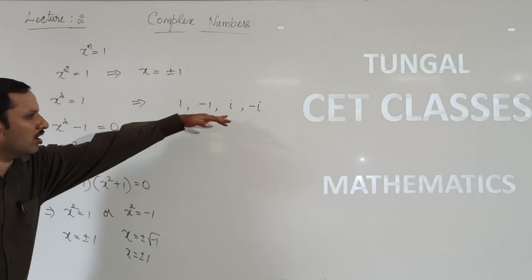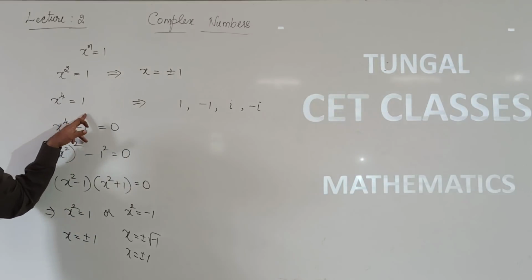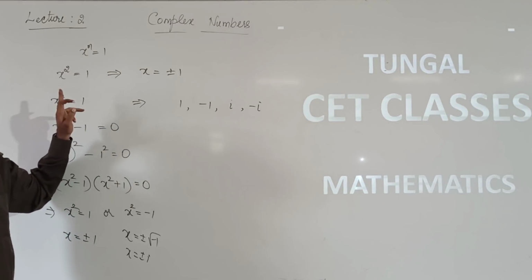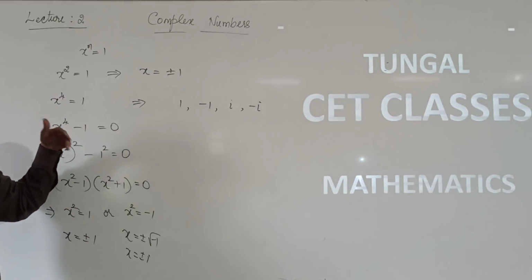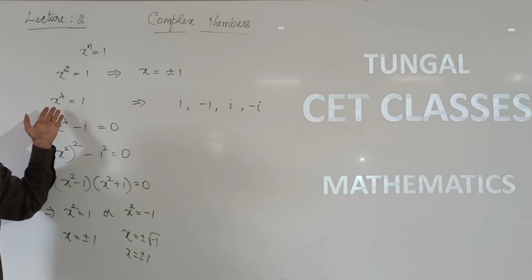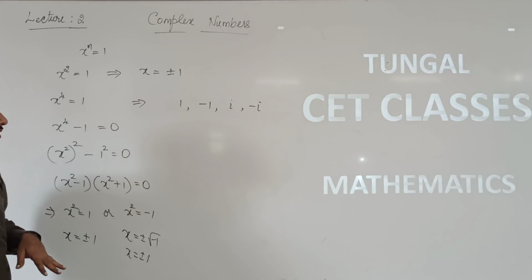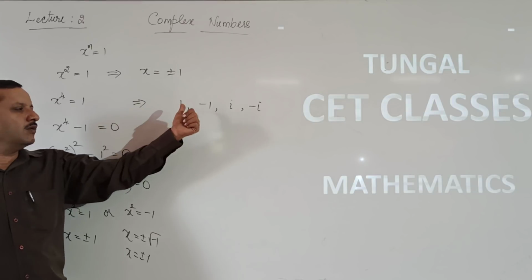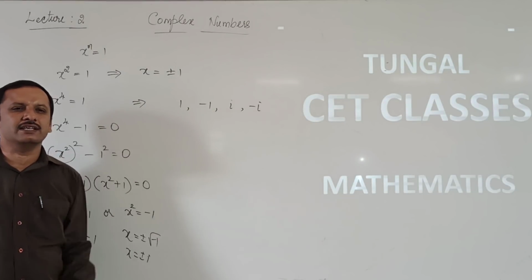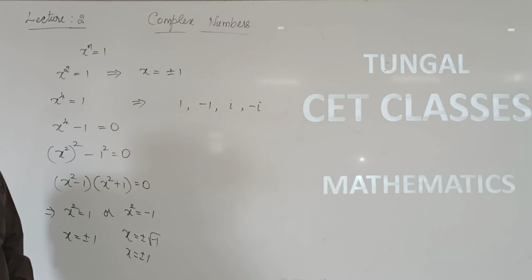You can observe that all of these will satisfy the equation. 1 power 4 is 1, of course it is true. Minus 1 power 4 is also equal to 1. i power 4 is 1, we already know. Minus i whole power 4 can be written as minus 1 power 4 into i power 4, that is also equal to 1. So these 4 will satisfy this equation. These 4, 1, minus 1, i and minus i, they are called the fourth roots of unity.